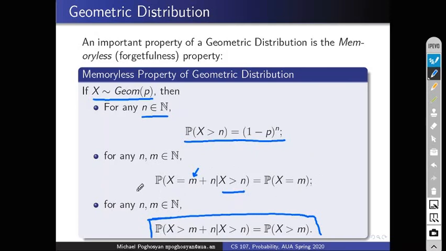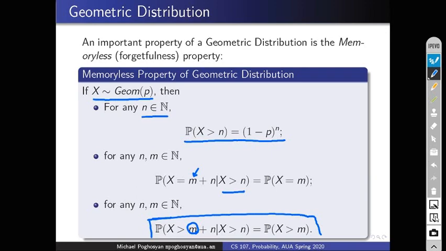I want to prove this because we have very easy calculations for that. And the next property, that memoryless property, is the following. The probability that X will be, the first success will be on a step that is larger than m plus n, given that we have waited already n steps, that X is larger than n, is equal to the probability that X is larger than m.